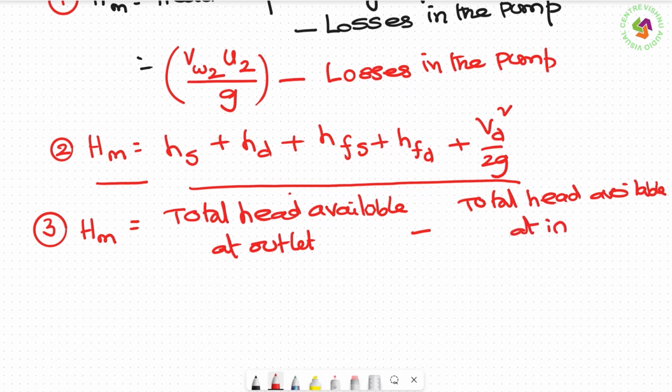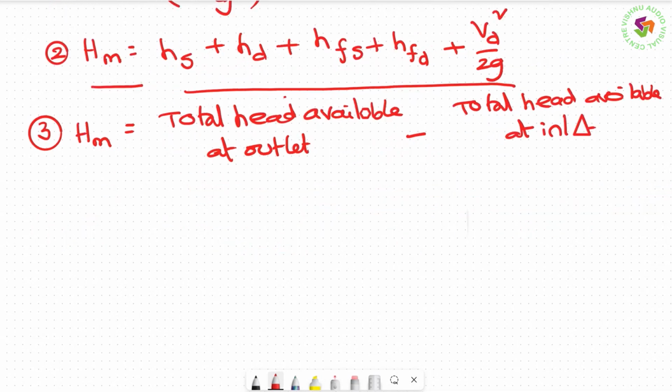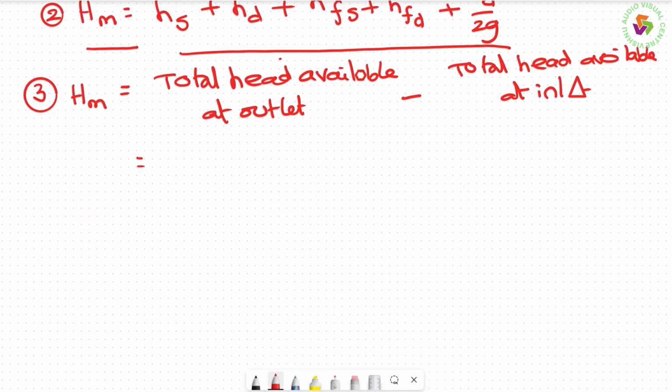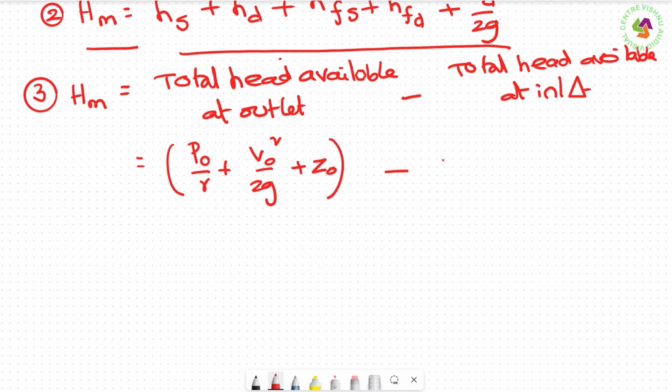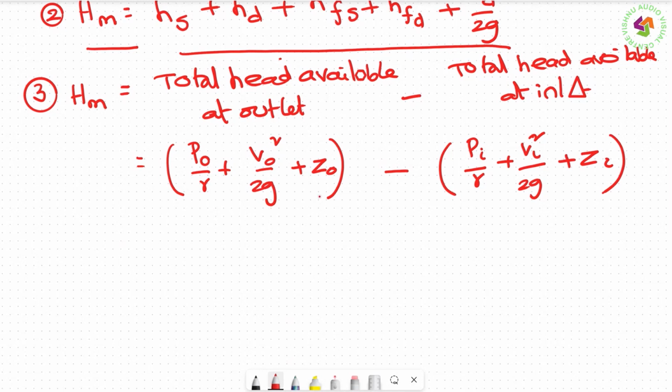What is the total head available at outlet? According to Bernoulli's equation, it is P0 by gamma plus V0 squared by 2g plus Z0, minus inlet, that is Pi by gamma plus Vi squared by 2g plus Zi. Please remember, it's nothing but Bernoulli's equation. Total head is equal to the summation of pressure head, velocity head, and datum head. Why did I put the 0 here? O means outlet, I means inlet.